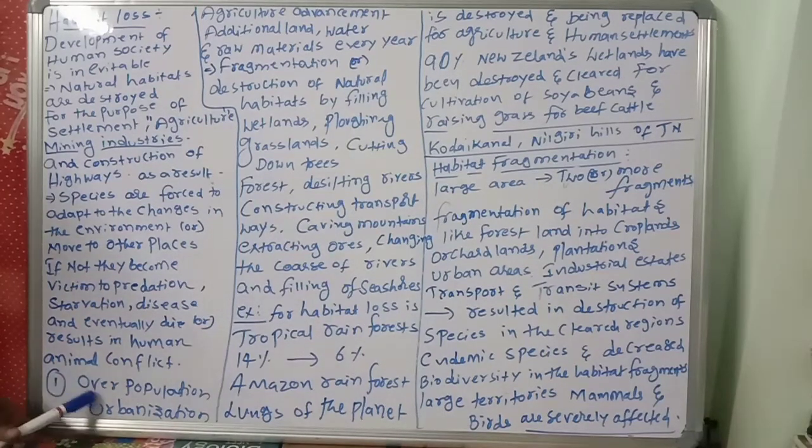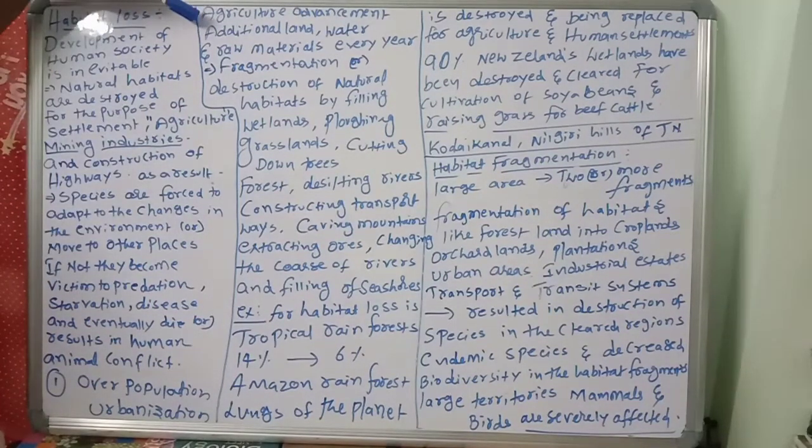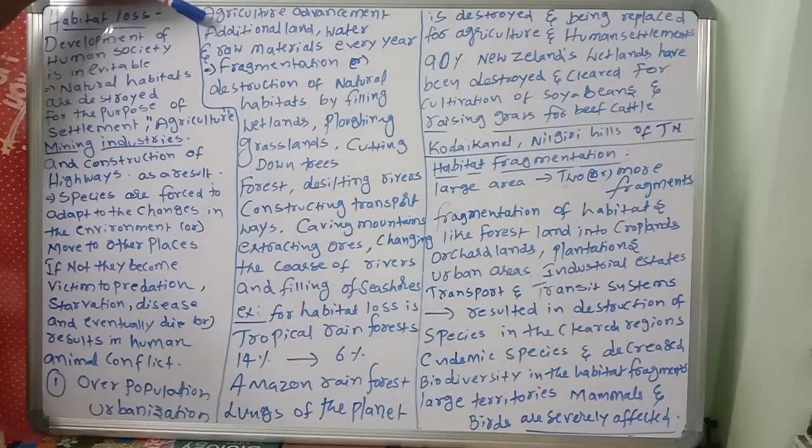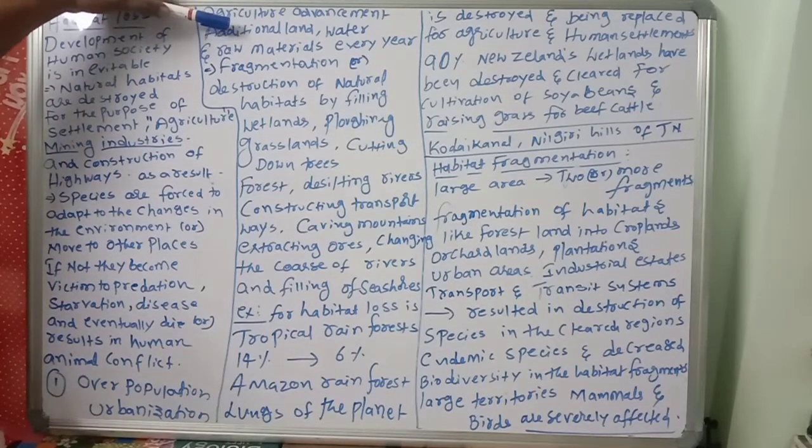Overpopulation, urbanization, industrialization, and agriculture advancements require additional land, water, and raw materials every year. This is made possible only through fragmentation. See, if you want to develop industries every year, more water and land are required. What do we have to do for water and land? We have to fragment.